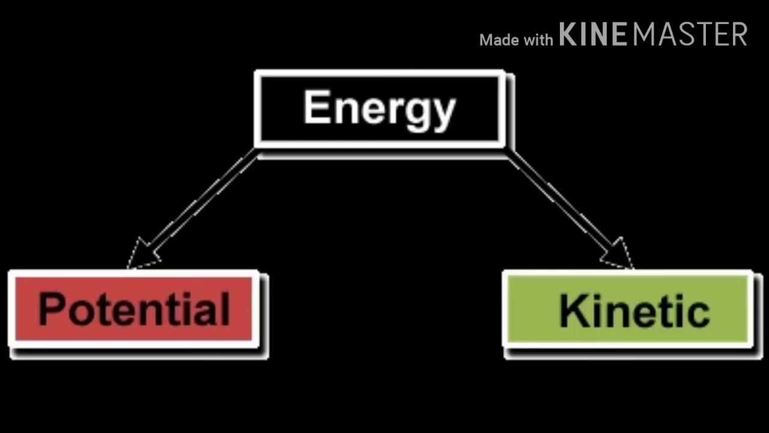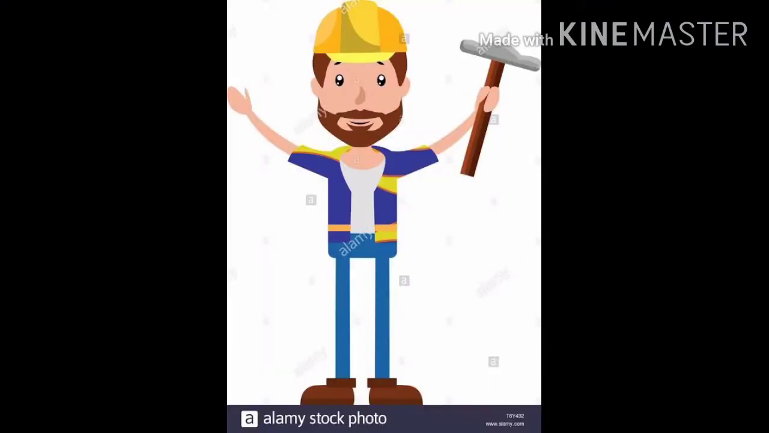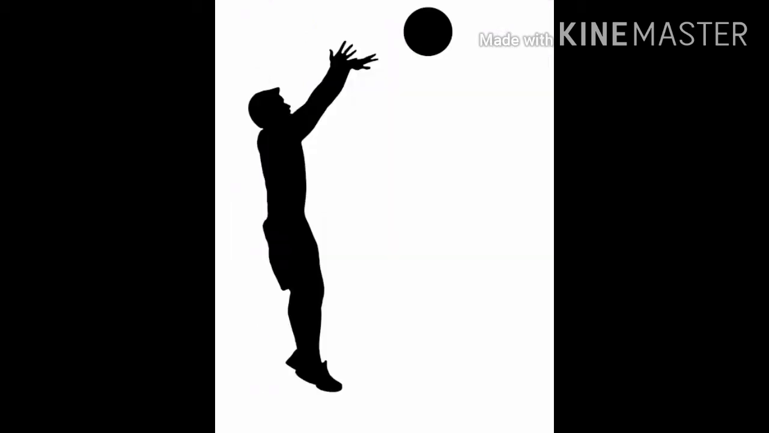Now, let's look into the different forms of energy. The most popular and most known energy is potential energy and kinetic energy. Potential energy is the energy possessed by an object due to its position or condition. Let's look at an example. If I lift this hammer to a position, it has potential energy.